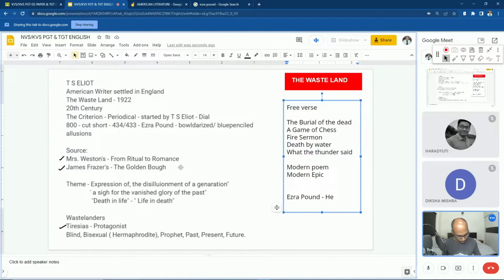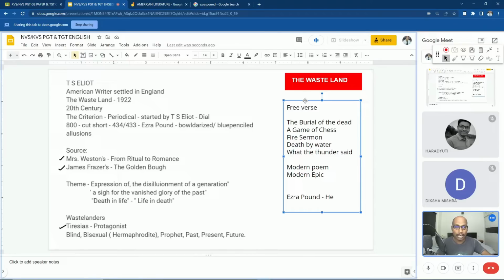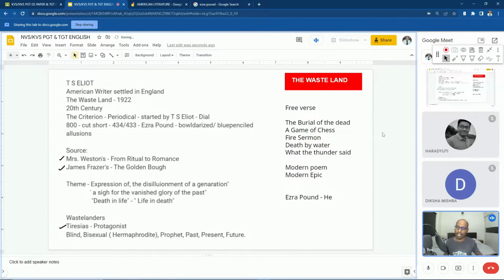Okay, so this is the introduction of the poem, or the important information about the poem from the examination point of view. They will not ask you different questions or in-depth questions about this poem. The poem The Waste Land was written by T.S.